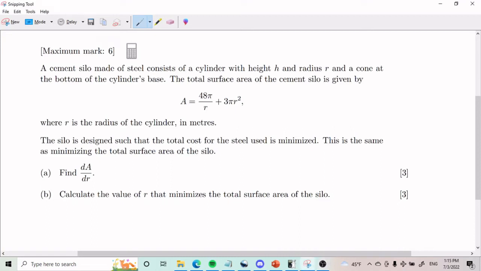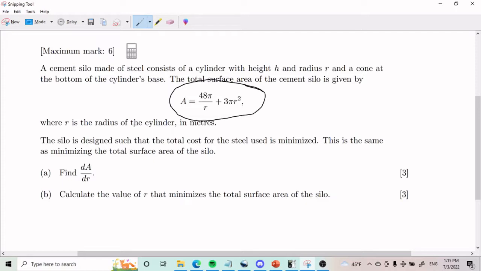Hello everybody. Today we will be going over a derivatives problem at the IB Math AI SL level. So we have a cement silo made of steel that consists of a cylinder with height h and radius r and a cone at the bottom of the cylinder's base. The total surface area of the cement silo is given by this formula.